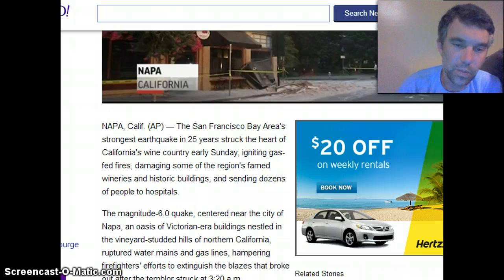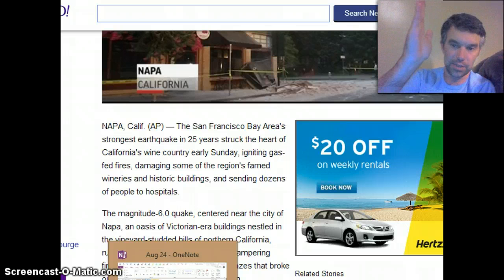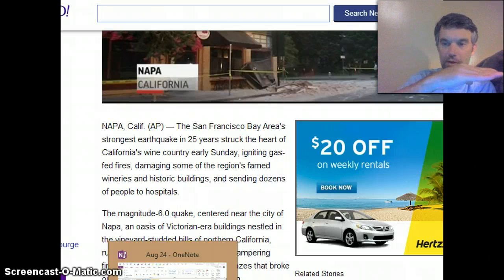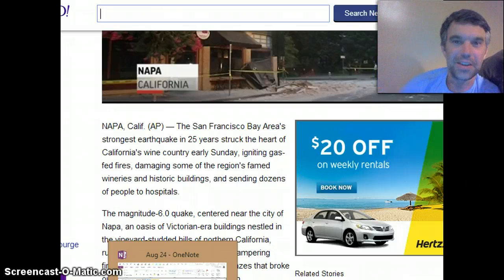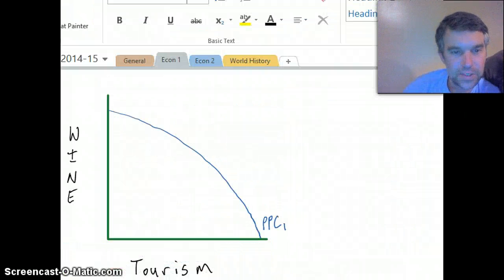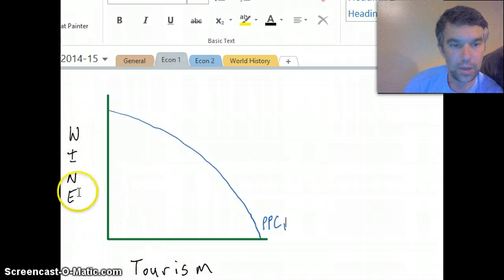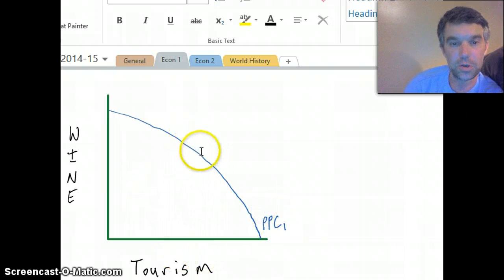Okay, so again, when you think about setting up a PPC, you always want to have two products, a product on the x-axis and a product on the y-axis. I set mine up this way, and I said, okay, well, Napa, they can produce wine, or they can produce tourism, or some combination of the two.